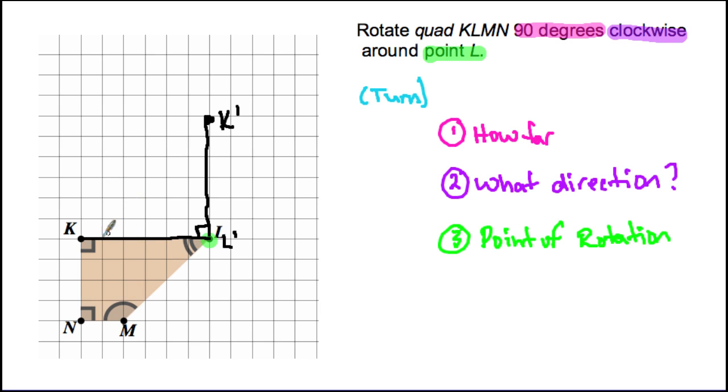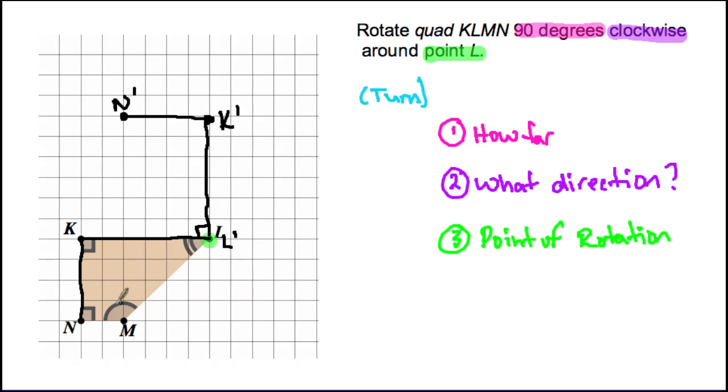Sometimes it's enough just to find one new position, because then you can use this to draw the rest of your shape. So if I notice that point N is 1, 2, 3, 4 spots below point K, well, that means the new N is not going to be below point K, it's actually going to be beside point K because it rotates clockwise. So it's going to be 1, 2, 3, 4 points over here. So there's point N prime.